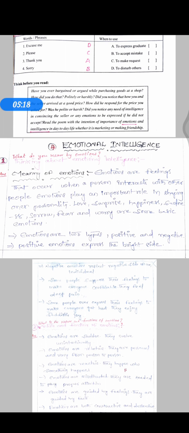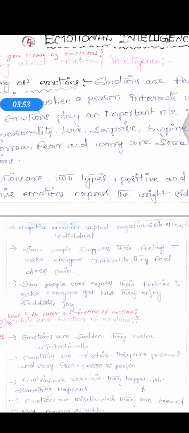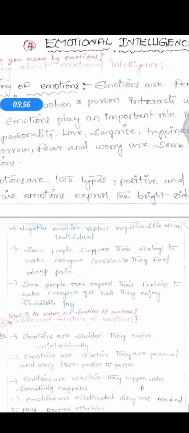The two extremes are given below. There are many levels in between. Generally, people deal with their emotions in two ways, at the extremes. The first: some people suppress their feelings to make everyone comfortable. They feel deep pain. This is the positive side; positive expressions are the positive emotions.